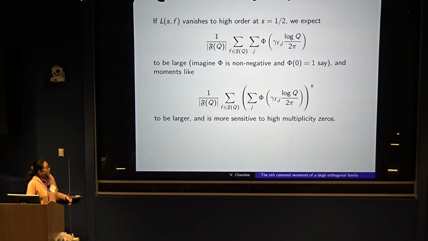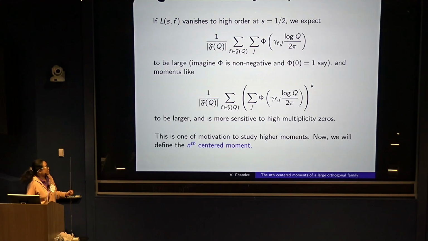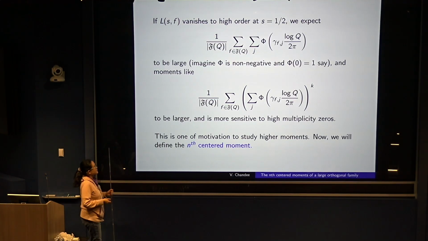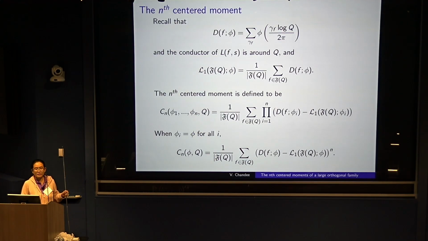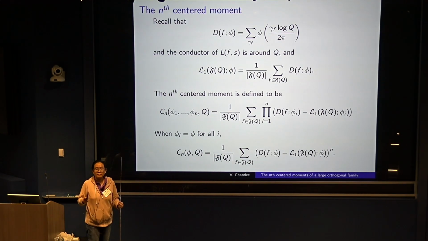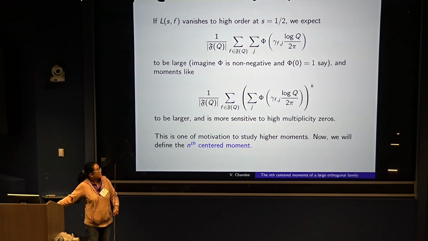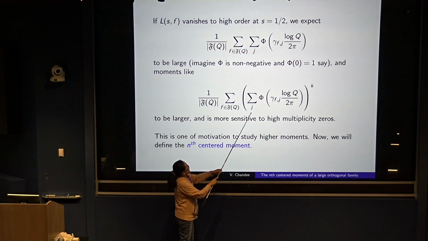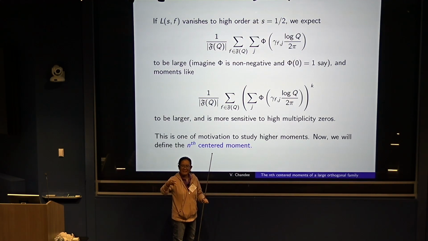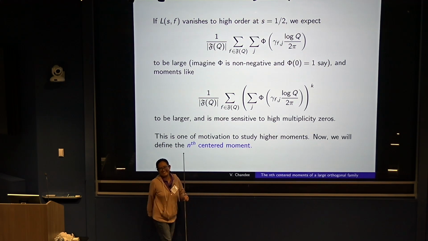All right. This is the motivation for studying higher moments, and now we're going to define the nth centered moment. Yes? Yes, and it's related to the N-level density. The indices here can be the same, but for the N-level density they need to be distinct. So it's basically like inclusion-exclusion.